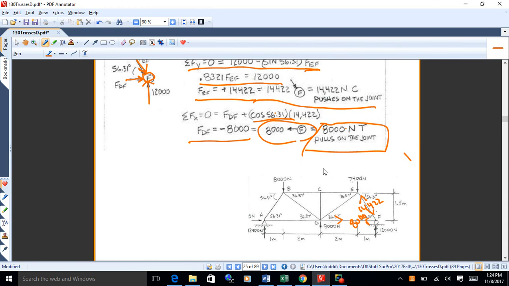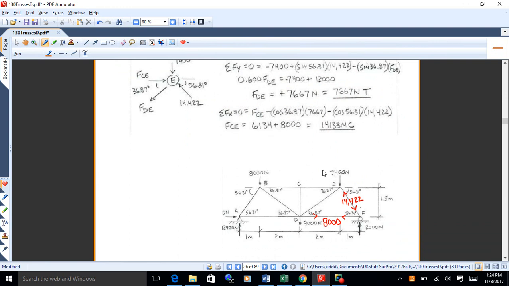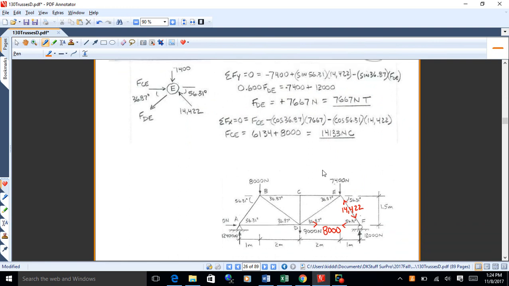Okay. So next I'll go up to E. You know, there's my free body diagram. Now, a few little things here. Remember to turn the forces around so that 442 is pushing on E. Remember to include the 7400 applied load at the top. And then you got CE and DE.